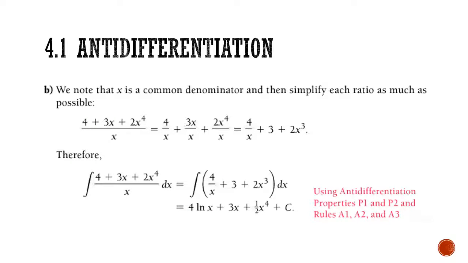So we have 4 over x plus 3x over x plus 2x to the 4th over x. Now the 4 over x, don't make it x to the -1 because you can't use the power rule when x is to the -1 power. But what we do recognize is that 4 over x would be 4 times the natural log of x. And then reduce the others. So just follow the process here. We're taking the integral of 4 over x plus 3 plus 2x to the 3rd, and that gives us 4 natural log of x plus 3x plus 1/2 x to the 4th plus c.